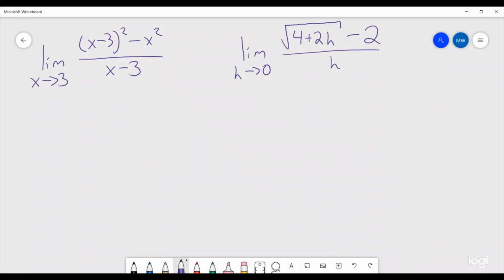Remember, you can use some of the limit laws, but sometimes we might have to do some stuff before we're able to use those. Go ahead, give these a try, pause the video if you need time, and then we will go through them together.